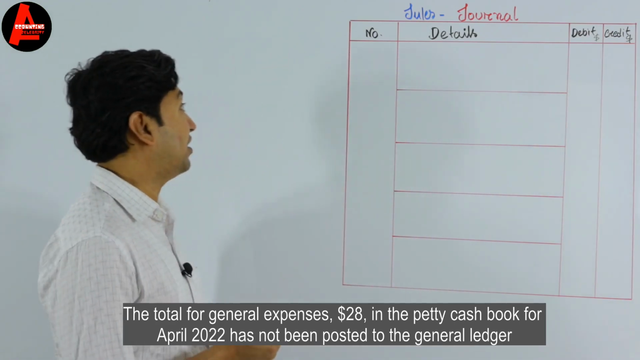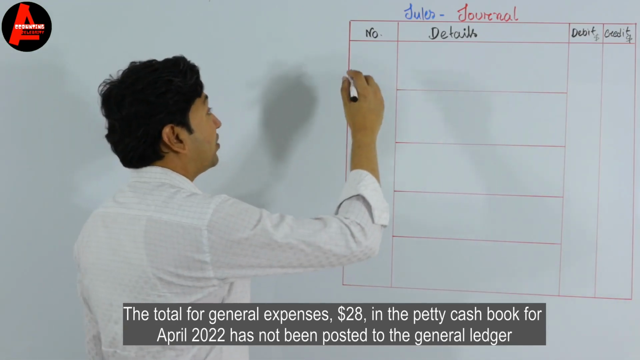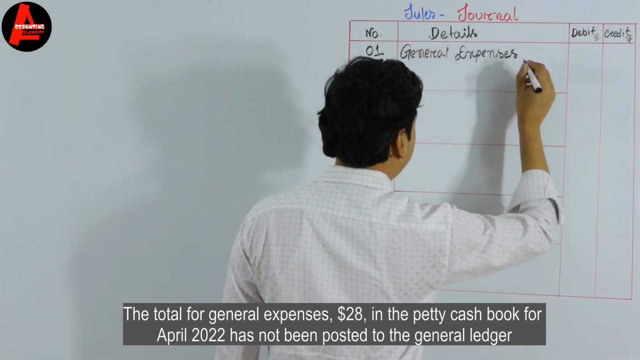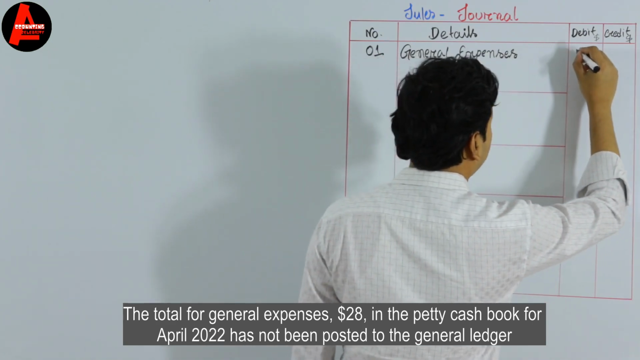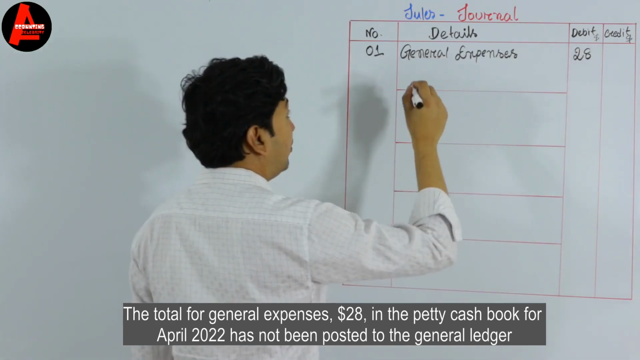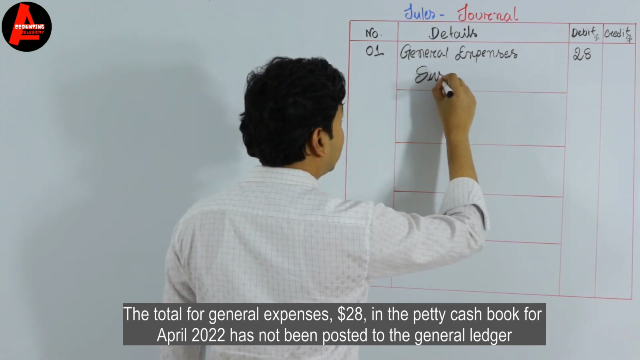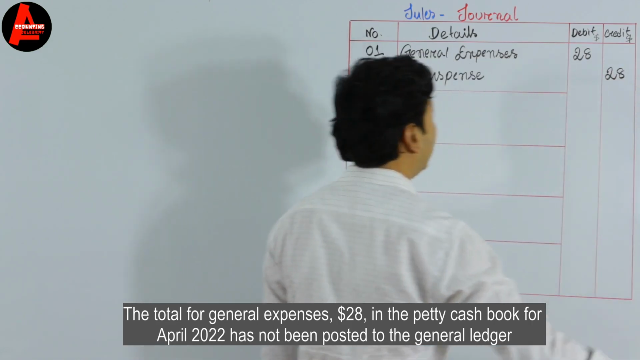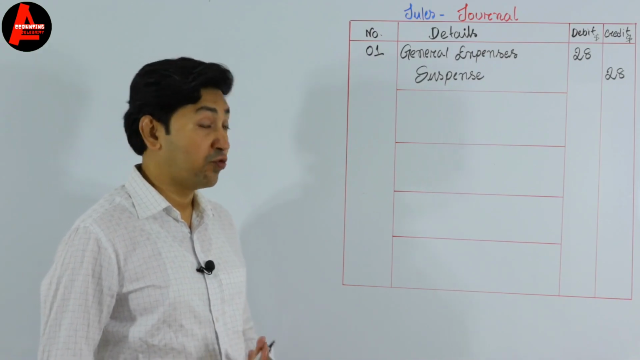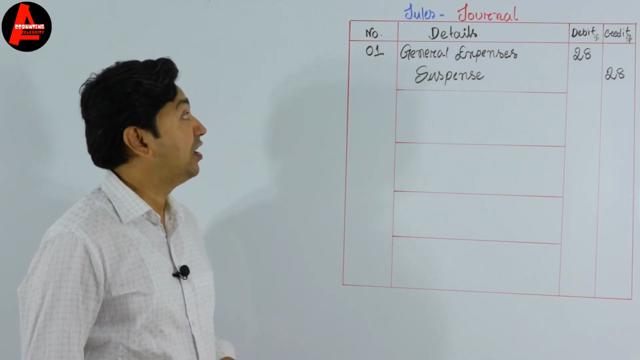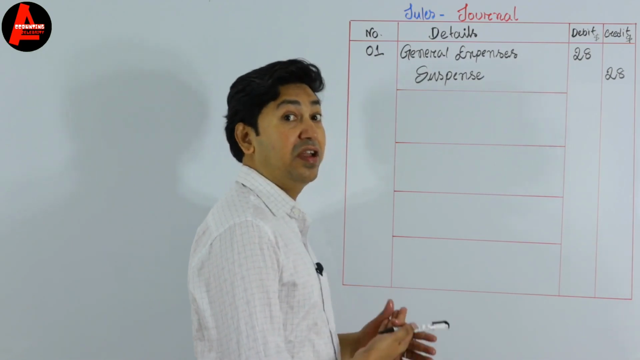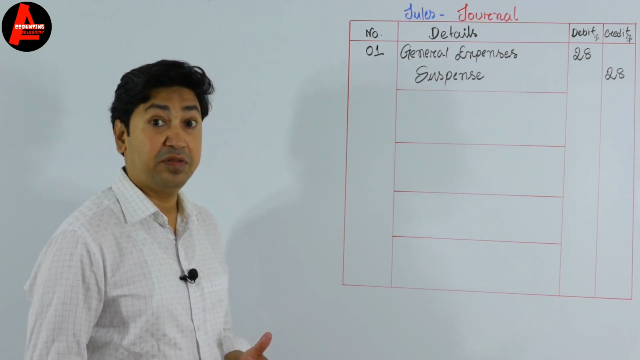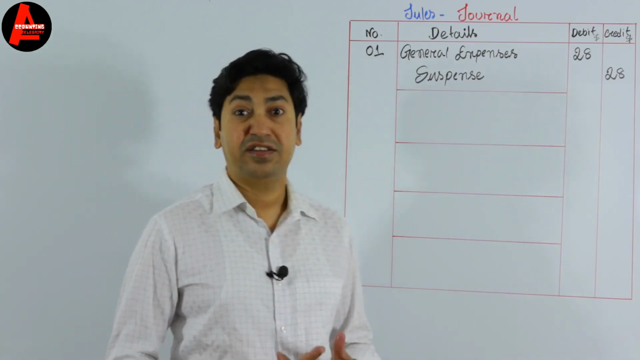Okay, so let's write here. First of all, we will write the number. So here number 1, we will write general expenses. On the debit side we will write $28 and we will write here suspense account. On the credit side it will be $28. Today I will not show you how to write the narrative, but what narrative can you write? You can write general expenses debited, correction of errors, or suspense account to be credited by $28 and correction of errors.